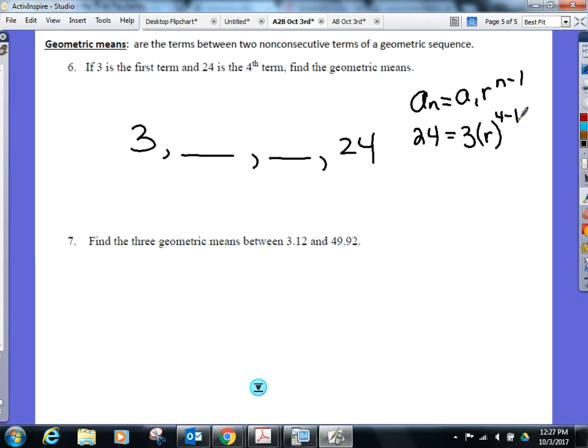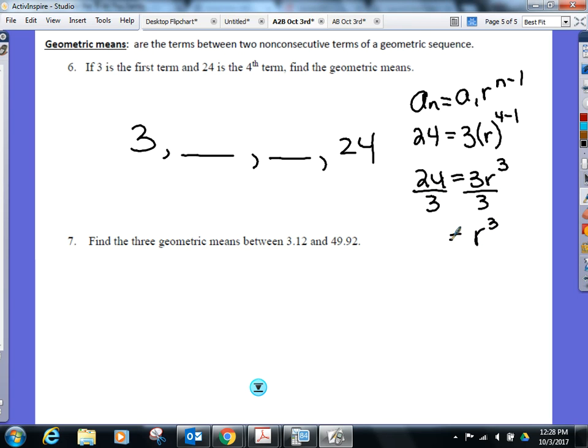What's up, Matt? You all right? Okay. Oh, algebra, killing you. What do I do from here? Yeah, divide by 3. Yep, get that R by itself.